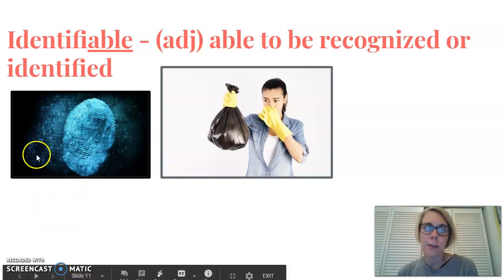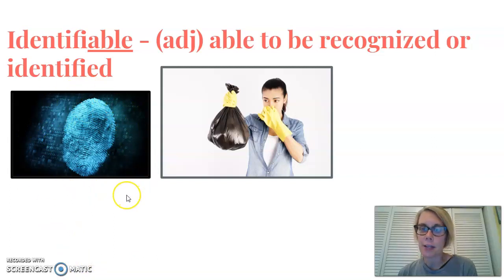When you have your fingerprint taken, that is how someone can identify you. A lot of times in crimes, they do a fingerprint sweep to identify the criminal. You can also identify smells. We can identify garbage smells, but we could not identify the smell in our cottage.